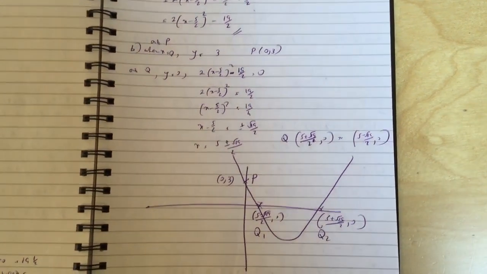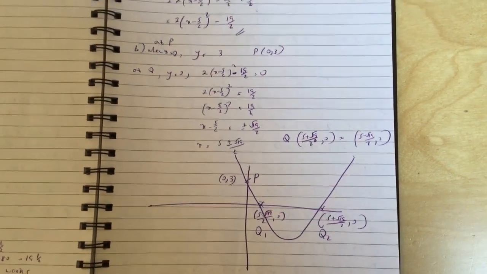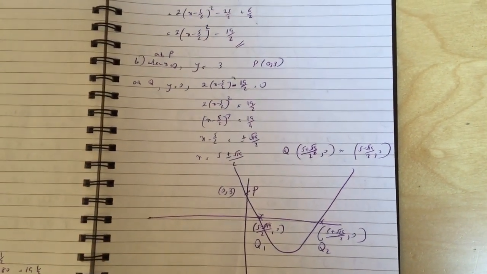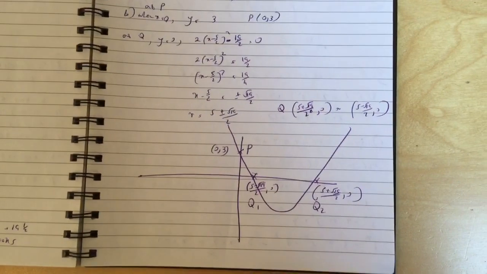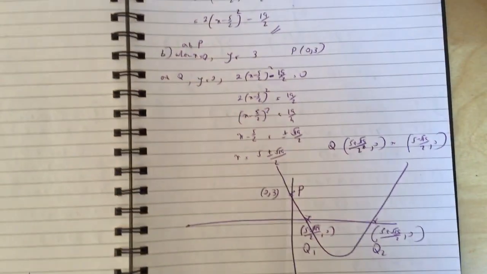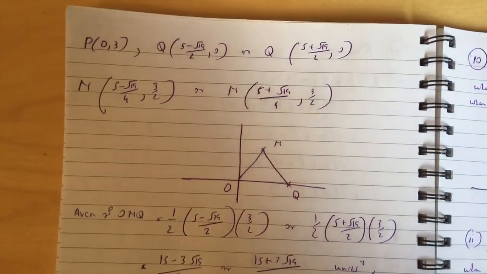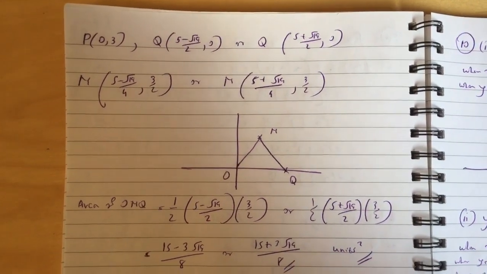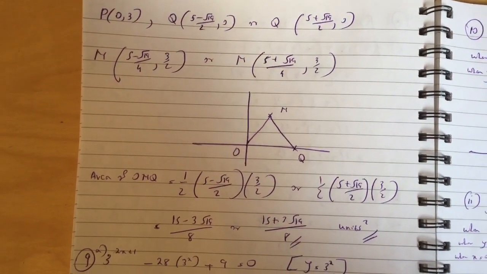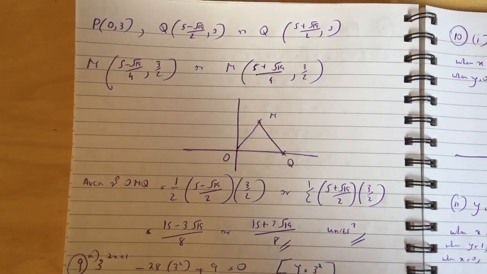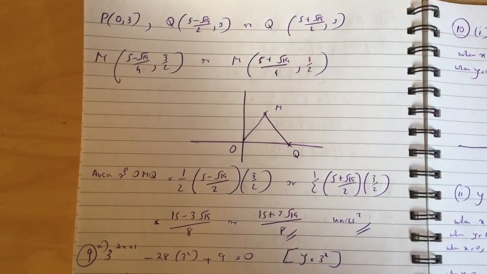So you get two values for Q. So the curve intersects the x-axis twice at pi plus root 19 over 2 and pi minus root 19 over 2. So you sketch it like that. So I just wrote it as Q1 and Q2. Now to get the area of this triangle, we've got two Q's, pi minus root 19 over 2 or pi plus root 19 over 2. So the midpoints, there are two possible midpoints as well. So it's pi minus root 19 over 4 and 3 over 2, or pi plus root 19 over 4 and 3 over 2.